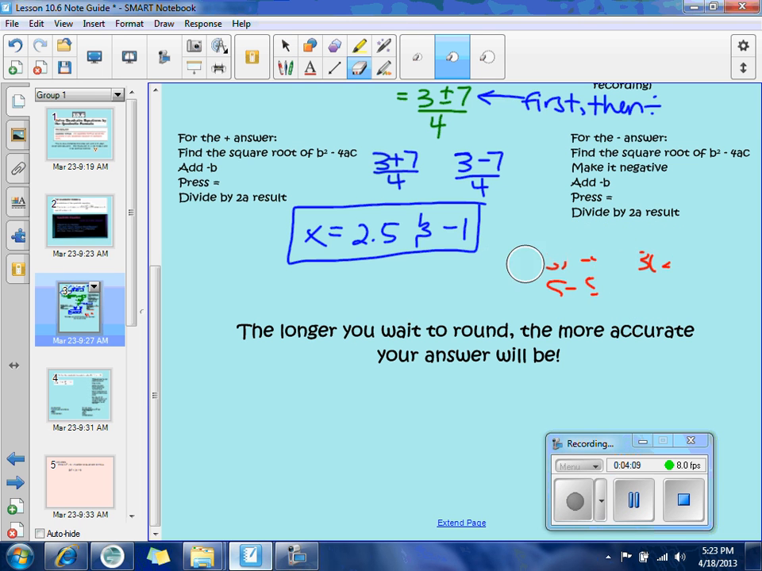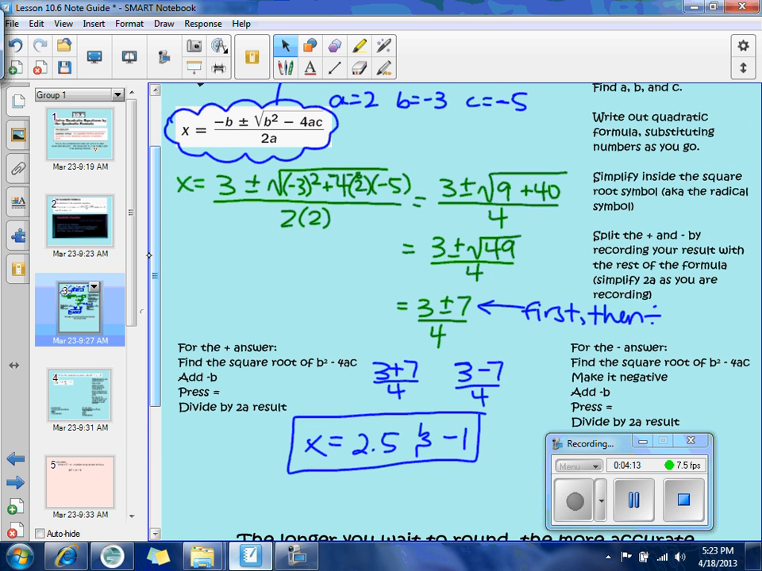Now the quadratic formula, again, it works every time. It just is long and has a lot of possibilities for you to make errors. So let's try that again.